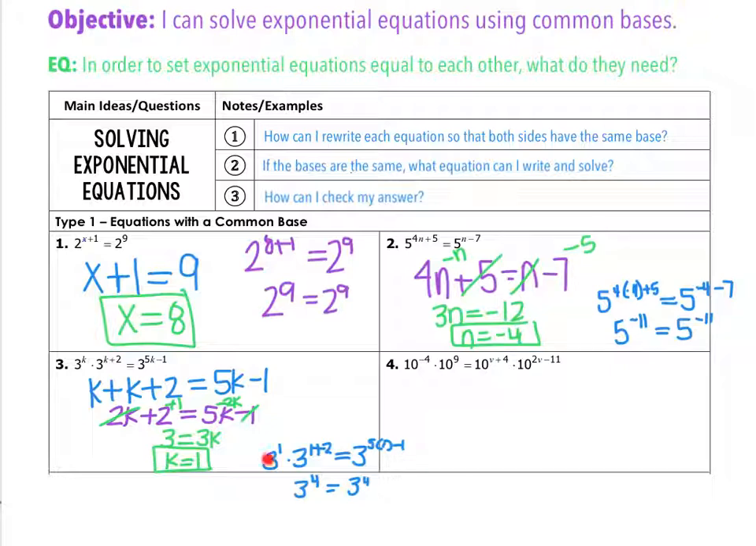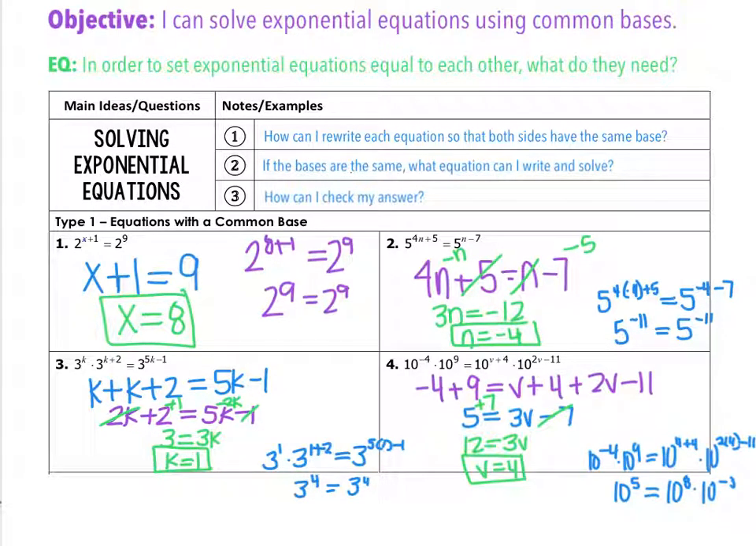And when I plug it back in, I have 3 to the first, 3 to the 1 plus 2, so that's 3. So if I have 1 3 here and 3 3s here, I have 4 3s. And that's why I add those exponents. And then 5 times 1 minus 1 would be 3 to the 4th. So my k value checks out. Alright, go ahead and pause the video and try number 4.